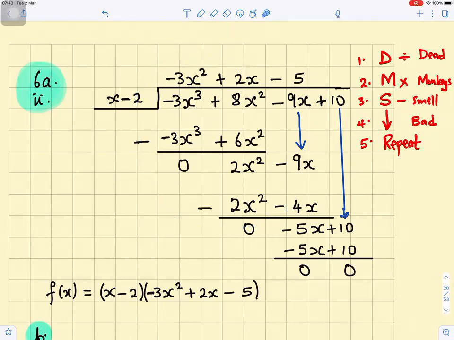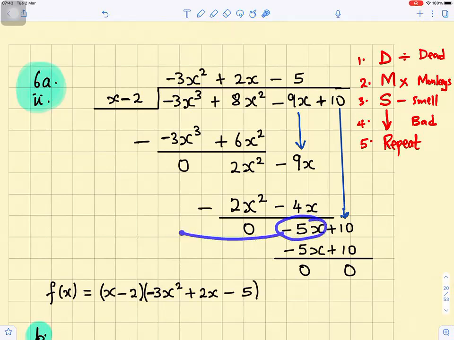And the next thing is you subtract. 2x squared minus 2x squared is 0. Minus 9x minus minus 4x. Minus and minus becomes a plus. It becomes minus 9x plus 4x, which is minus 5x. Number 4, you bring down the 10. Number 5, repeat. You start again.